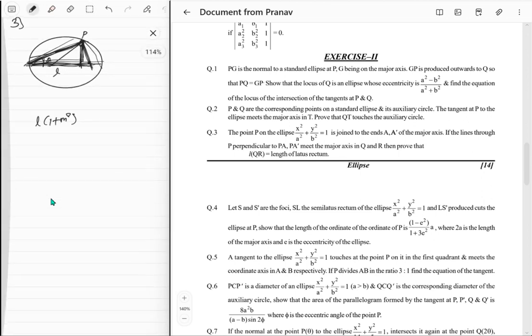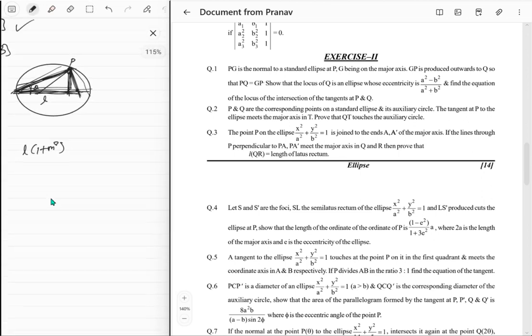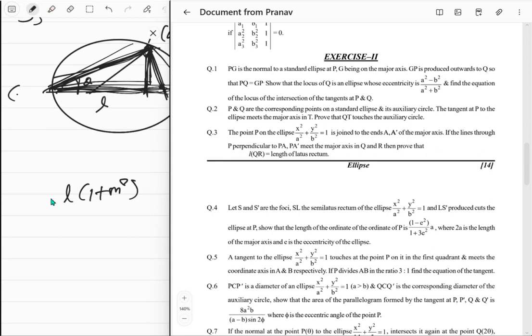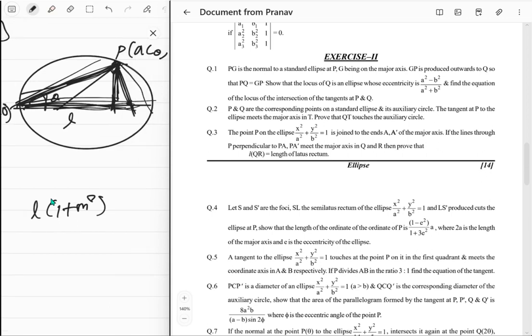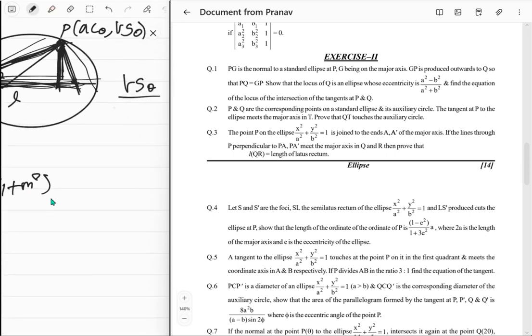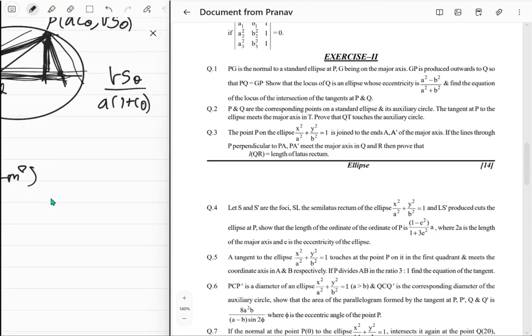Right, so let's figure it out for this point. So this point is, of course, a cosine theta, comma b sine theta. This point is negative a comma 0. The slope, that's supposed to be b sine theta upon the difference, which is a times 1 plus cosine theta. Right, and then you want to square that.